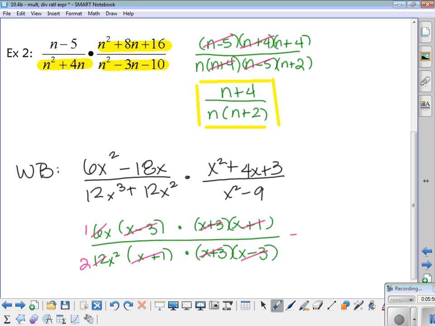So now I'm left with x over 2x squared, right? And then we reduce it. Are there more x's on the top or the bottom? On the bottom, so we leave behind a 1 on top, and we have 2x on the bottom.